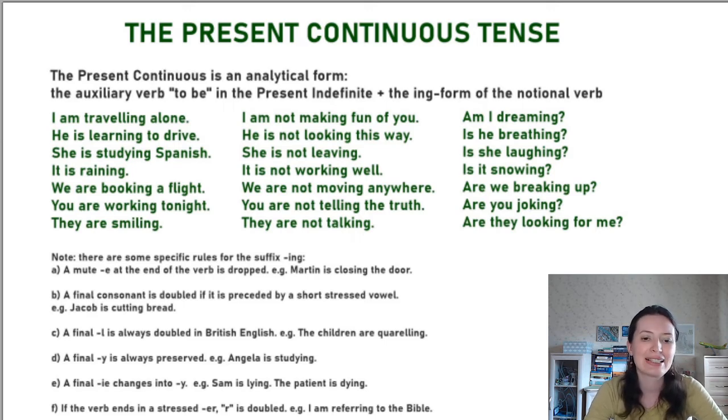So here you can see some examples. I am traveling alone. He's learning to drive. She's studying Spanish. It is raining. We're booking a flight. You're working tonight, they're smiling, and so on, right? So these are just the examples.